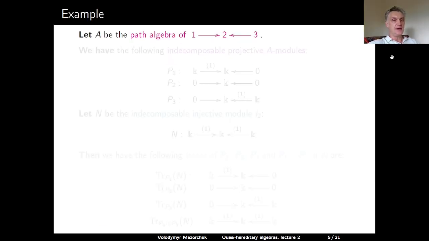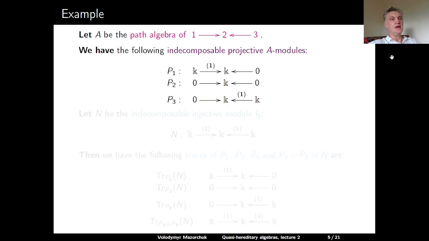Here is an example. Let A be the path algebra of the following quiver. We have three vertices, 1, 2, and 3, and two arrows, from 1 to 2 and from 3 to 2. Here are the indecomposable projective A modules. We have the projective module P1, which has top at the vertex 1, and then we have all arrows which start from 1. We have an arrow to 2, and that's it. So it's also one-dimensional at 2, and the arrow from 1 to 2 is given by the identity map. And this module is zero-dimensional at 3. The module P2 coincides with the simple module L2 because there are no arrows coming out.